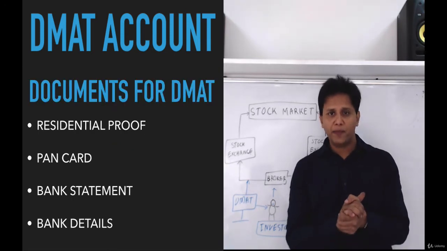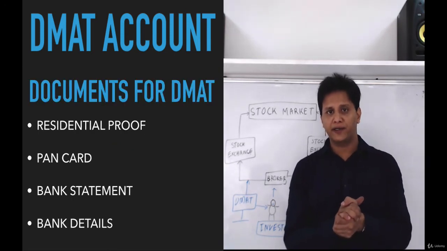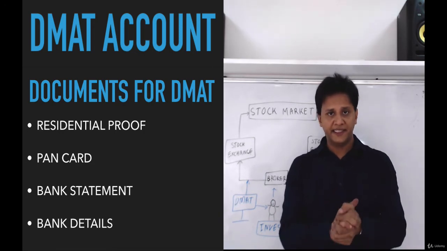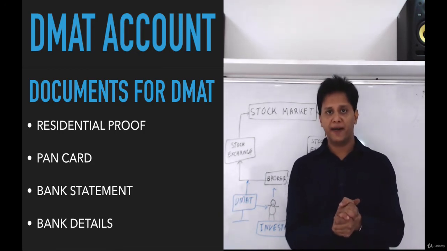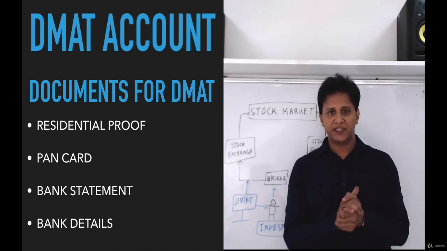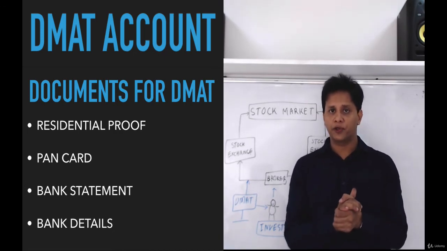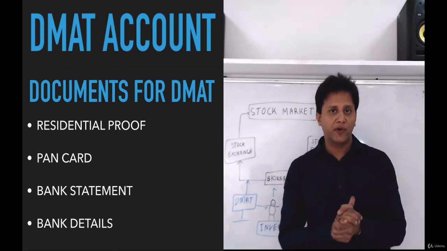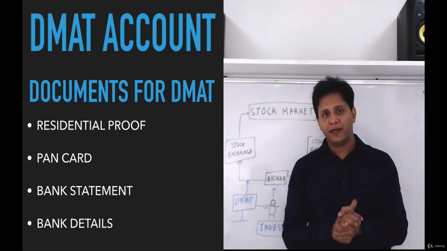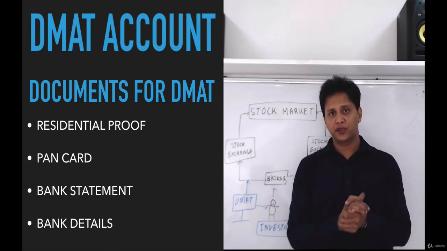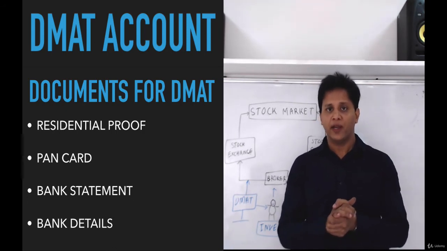Now, what are the documents needed to open a DMAT account? In India, we need these documents to open a DMAT account. The first document required is your residential proof. You should have an Aadhaar card or any other residential proof document. The second document is your PAN card. You should be registered with the income tax department of India.